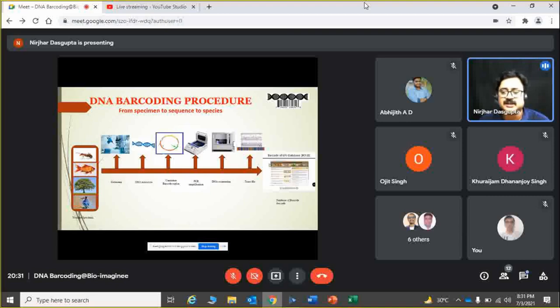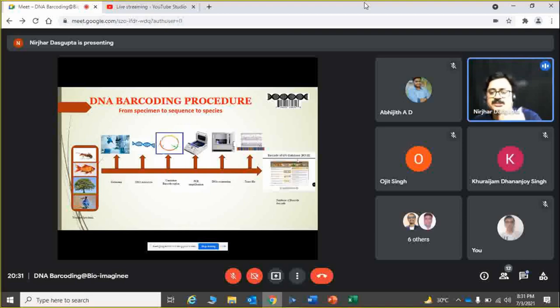And once that is done, there is a very specialized system which is called BOLD. This is an inventory in which only the barcode information is stored. It works hand in hand with the normal NCBI, but BOLD is specific for barcode analysis. If you go to this website, you will be able to find only the sequences which were done for barcoding.